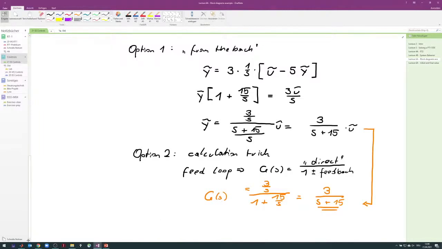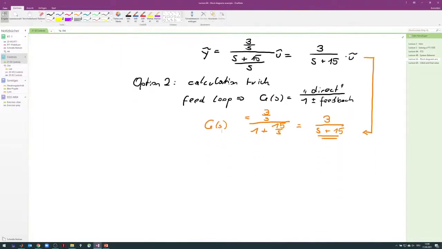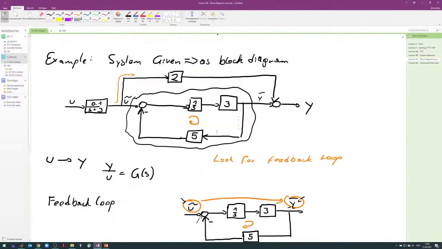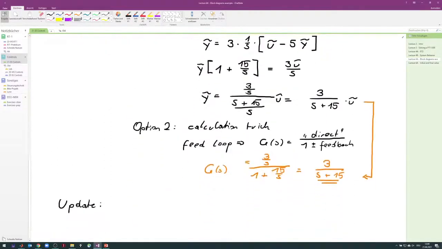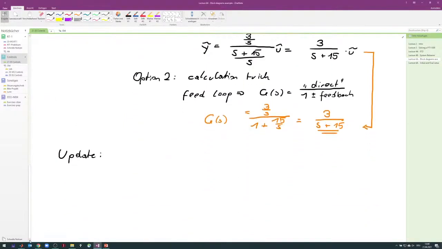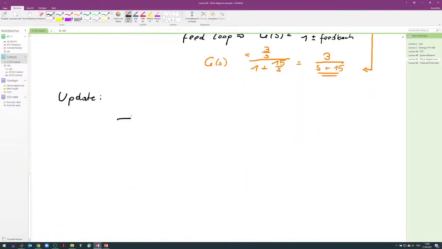Okay, so let us take a look at the big view of what we have achieved by now. We do an update on our system here. So let's go up. What we did is we only resolved this one here, what's in the cloud, so to say. The rest we didn't touch yet. So let's do an update here. We had our input U. This went through this system 0.1 over S plus 3.